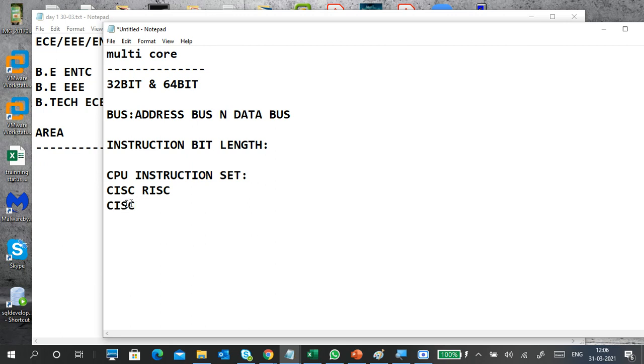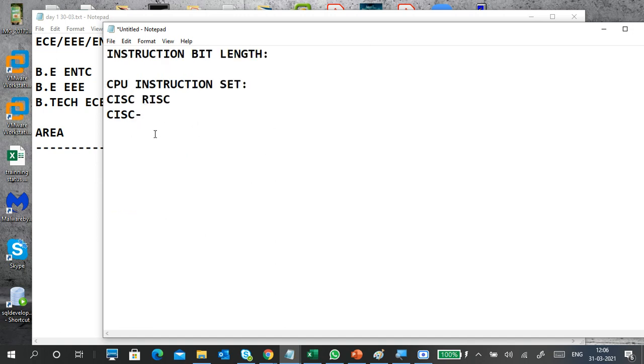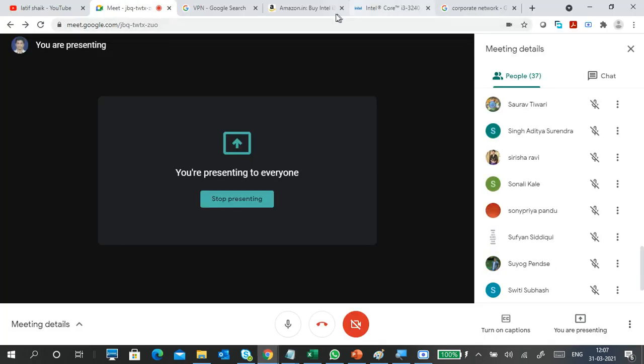Okay, so complex instruction set computing only. RISC-based processors are also available in the market, but we are using a CISC one only. Complex instruction set computing, reduced instruction set computing. RISC has fewer instructions, CISC has more complex instructions. And inside a CPU, these instructions are available.